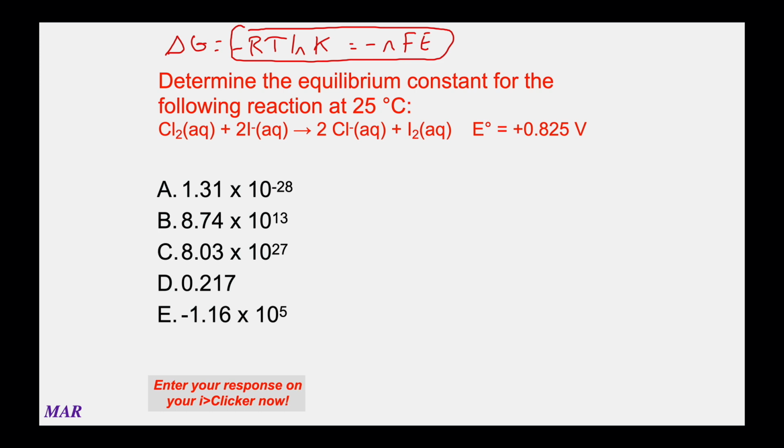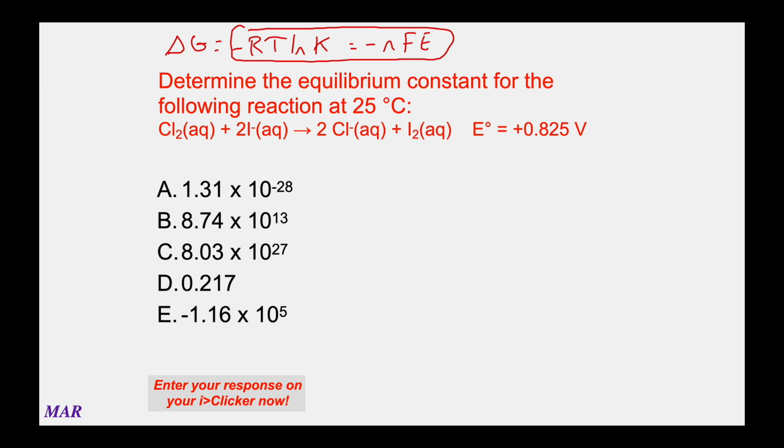We can find the Faraday. It's the Faraday constant, 96,485. N will be the moles of electrons transferred. And you can see that to go from chlorine to 2 chlorides, you need 2 electrons. So N will be 2. The temperature, 298 Kelvin. R is 8.3145. And you can find the equilibrium constant from there. Remember, to get rid of the natural log, you use the anti-natural log, the little e to the x button.